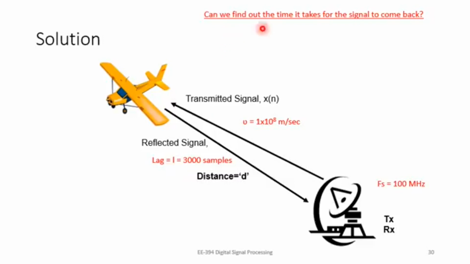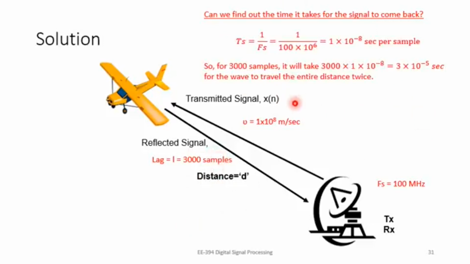Now the question is, can we find out the time it takes for the signal to come back? Because if we find out the time it takes, 1 second, 2 seconds, whatever, then we know the speed of the wave, and then we can compute the distance which is actually required. We know that every second 100 into 10 raised to the power 6 samples are sent by this radar, and in 3000 samples we have got the signal back. So we have to basically find out the equivalent time of the 3000 samples.